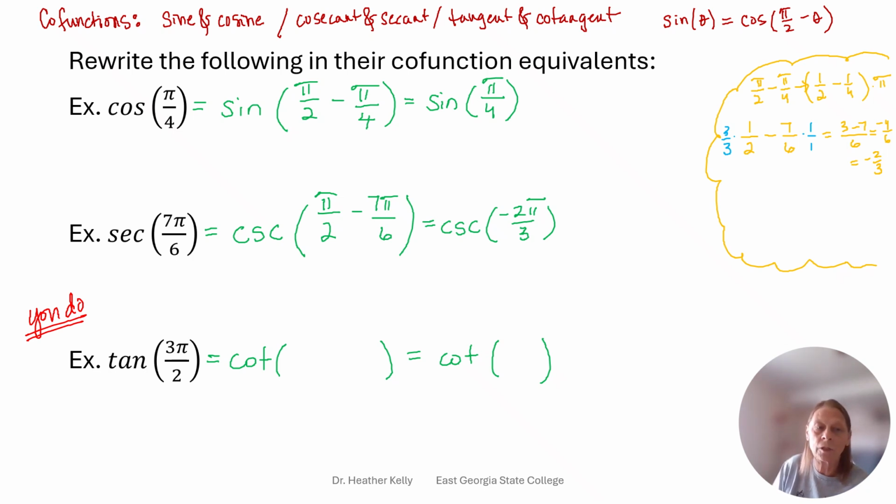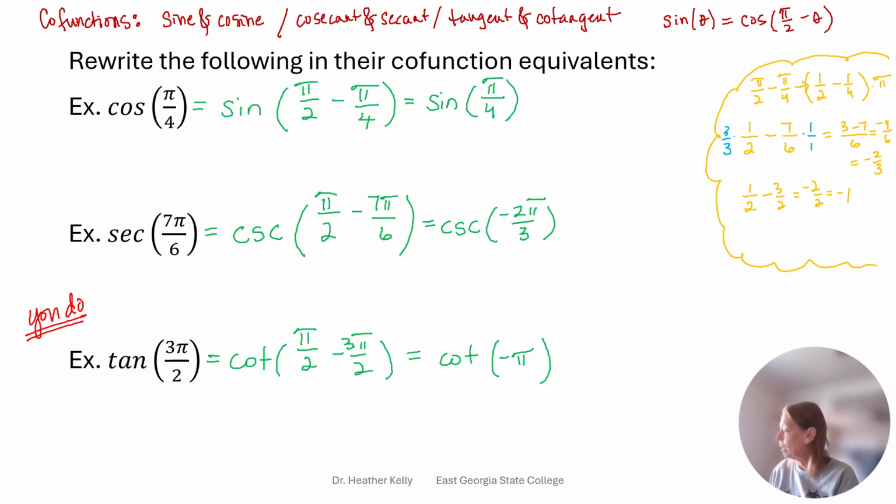Okay, the cofunction of tangent is cotangent, so this is going to be pi over 2 minus 3 pi over 2. All right, so that is 1/2 minus 3/2. 1/2 minus 3/2 is equal to -2/2, which is -1. So cotangent of -pi. Okay. Awesome. All right. Let's keep on moving here.